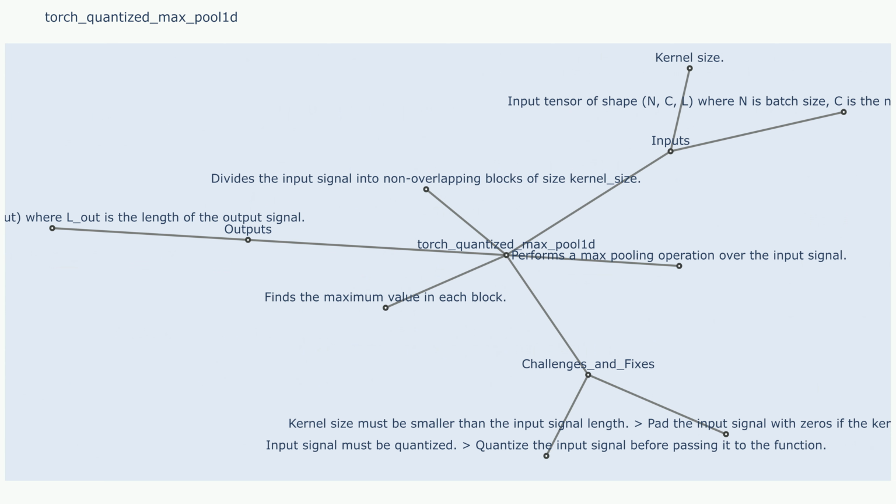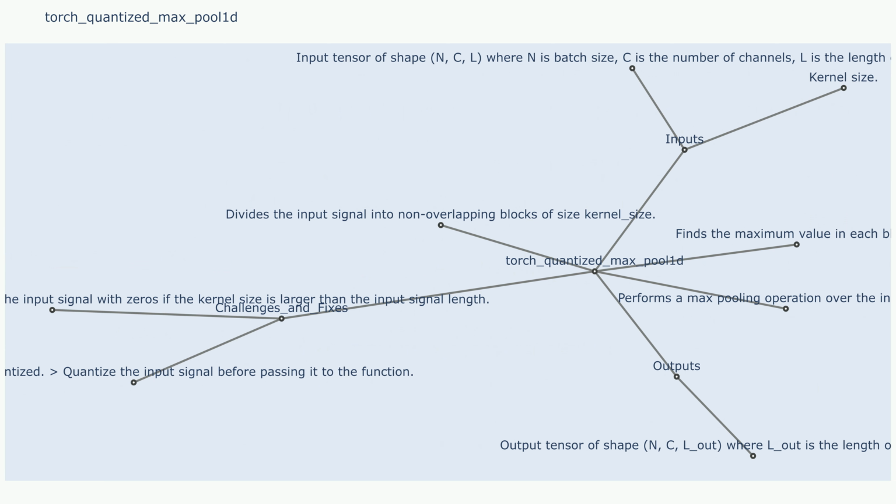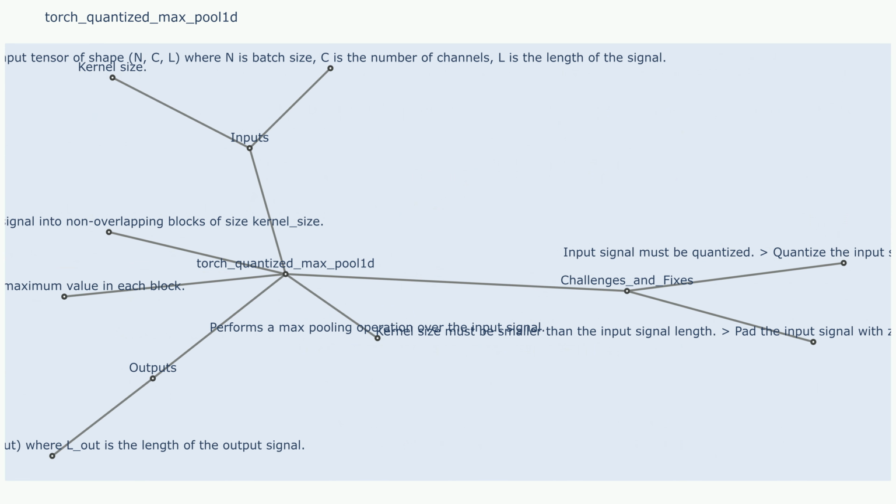Steps. The input tensor is divided into overlapping windows of size kernel size. The maximum value within each window is selected. The selected values are arranged into an output tensor.